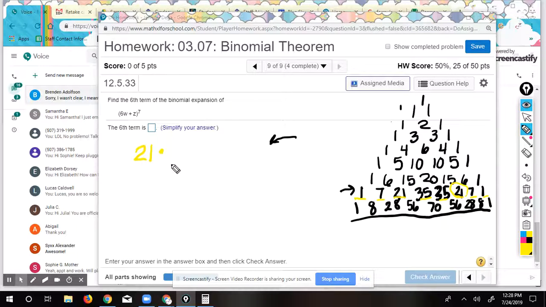And the pattern that would happen, okay, you've got to think about it. The W starts with 7 and then it goes down. Okay? So 7, 6, 5, 4, 3, 2. So the W is going to be squared. And then the Z would be going up. And the Z doesn't start going up until the second term.